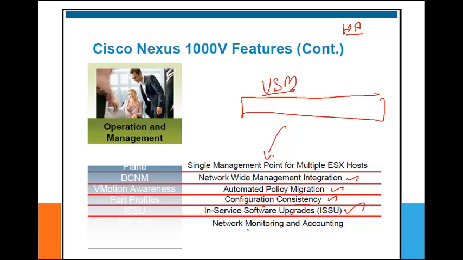Network monitoring and accounting is also easy. We also have the VMware monitoring window where we can monitor. We also have some additional third-party windows to monitor all the VMware. This is one example: DCNM is a monitoring tool which helps to monitor all the VM devices, VM networks, and so on.